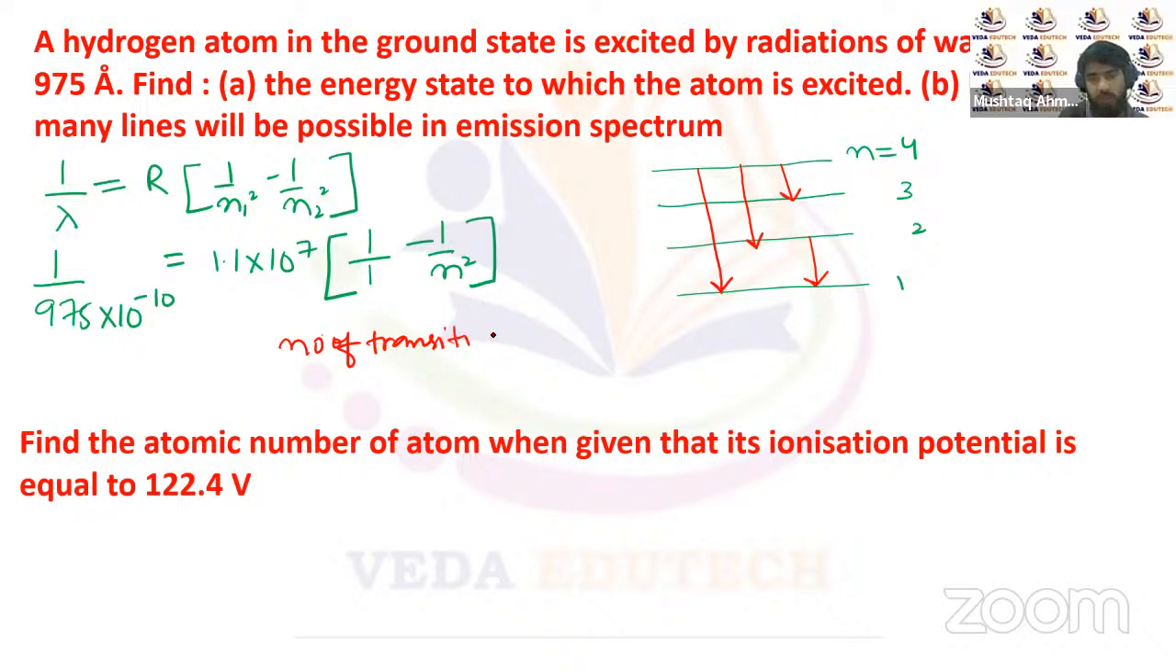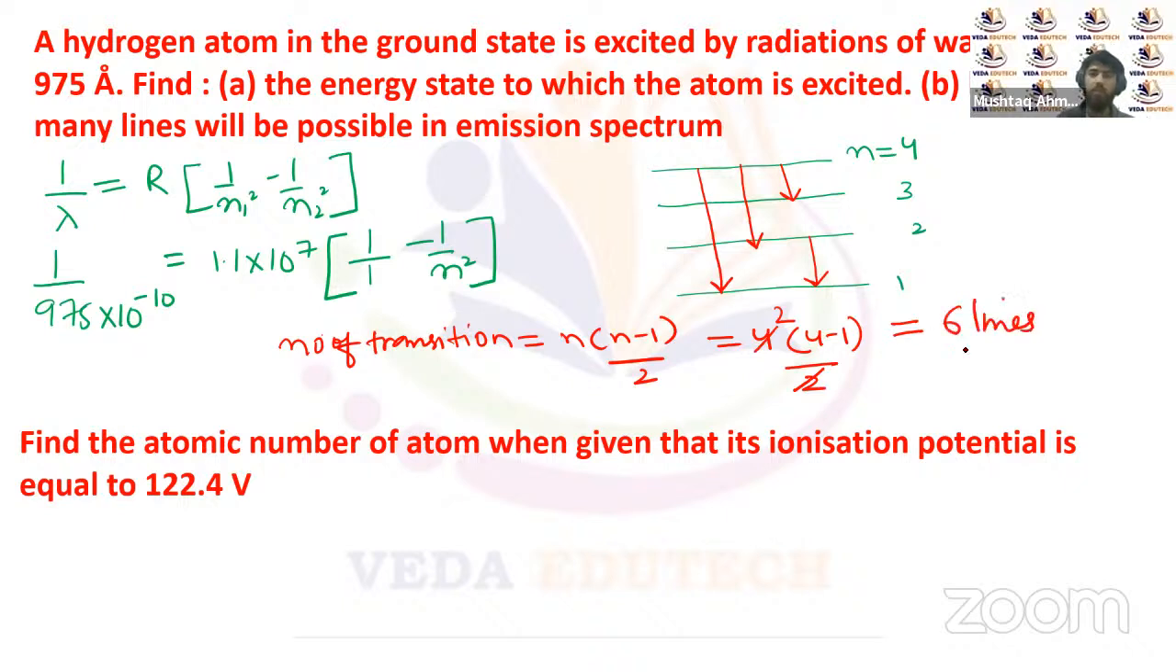The number of lines will be given as n(n minus 1)/2. The value of n here is 4, so it will be 4(4 minus 1)/2, which is equal to 6. So it has to emit 6 lines. It means that we have made 4 lines here, and the electron made a transition to this energy state.